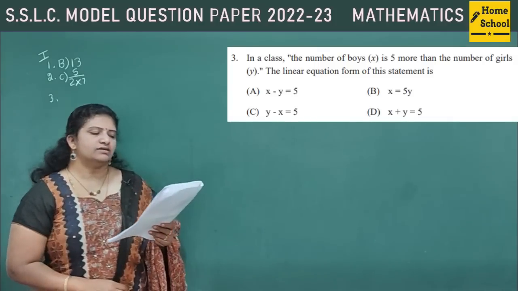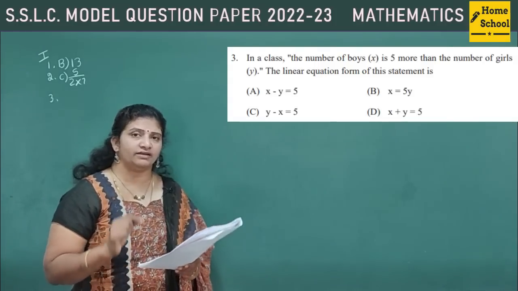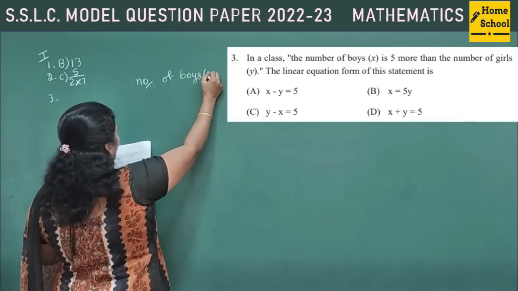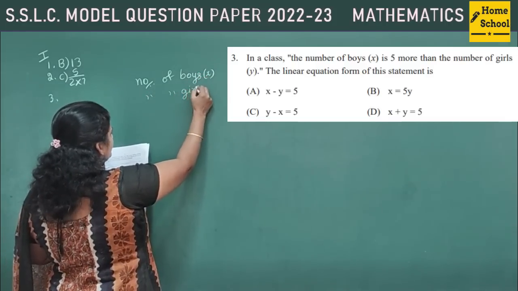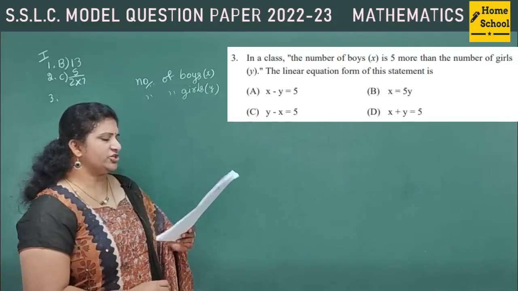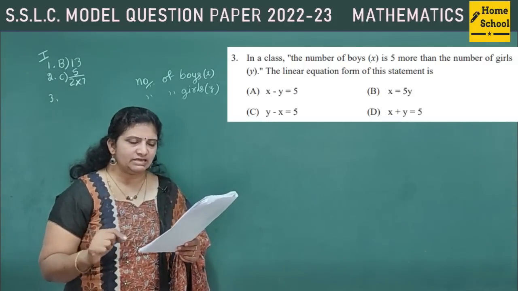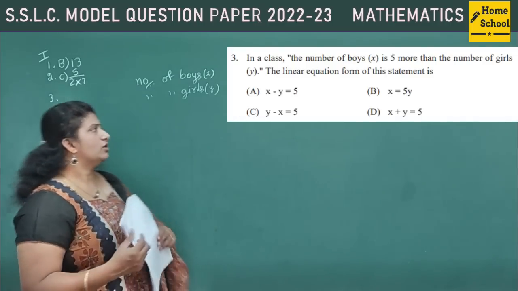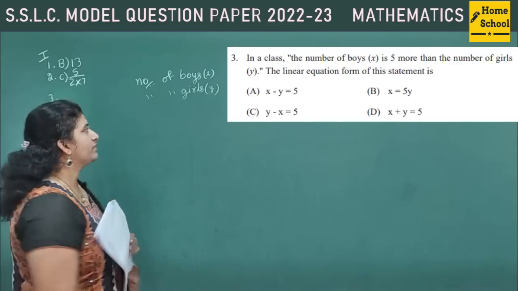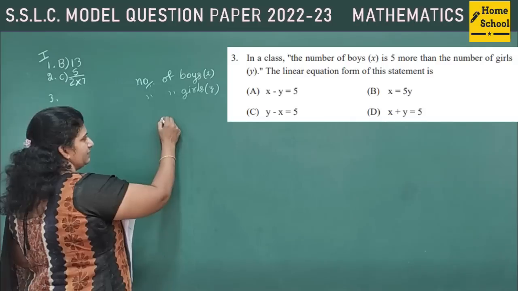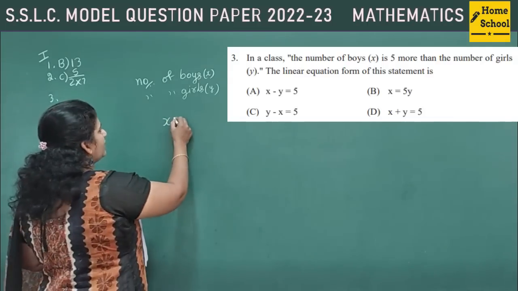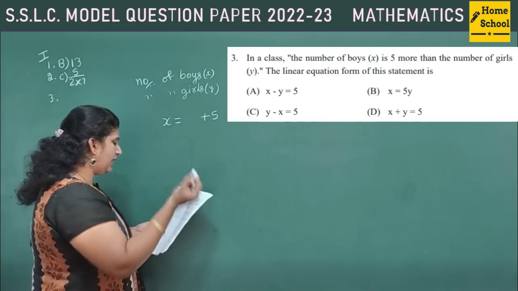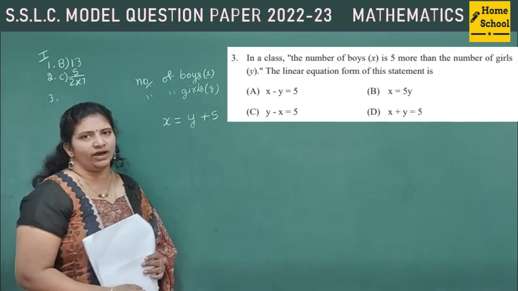Third question. In a class, the number of boys is denoted by the letter X. Let me write here. Number of boys denoted by X, and number of girls is denoted by the letter Y. Let's read the question. In a class, the number of boys is 5 more than the number of girls. The linear equation form of this statement is. Okay, let's read the statement again and frame the linear equation. The number of boys X is equal to 5 more, plus 5, 5 more than the number of girls. That means X is equal to Y plus 5.